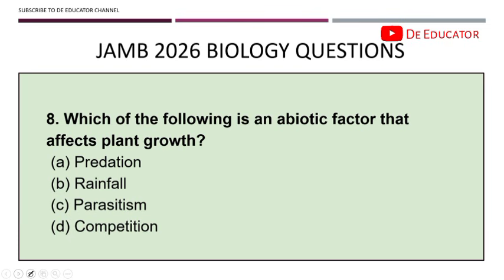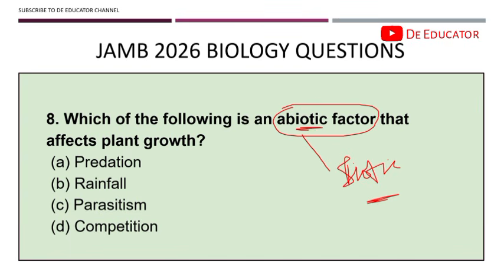Okay. Question 8. Which of the following is an abiotic factor? So we know that we have factors in ecology, right? We have the abiotic factor and we have the biotic factor. We already know that the biotic factors are living. Abiotic are non-living factors. So the question here asks, what is the non-living factor, right? If you look at this, predation is done by a predator, and a predator is definitely going to be living. Parasitism is also a relationship between living things. Competition too is between living things. So you see that rainfall is the only factor here that is not living. It is a non-living factor. So it is abiotic.